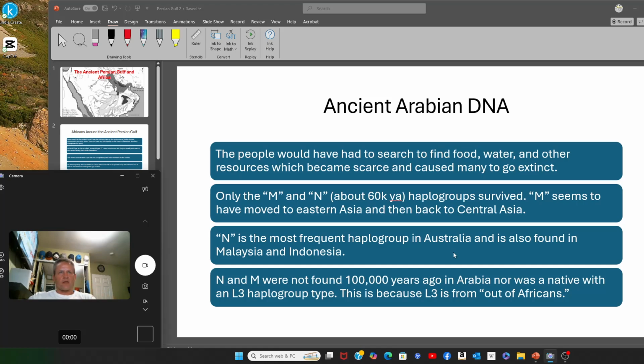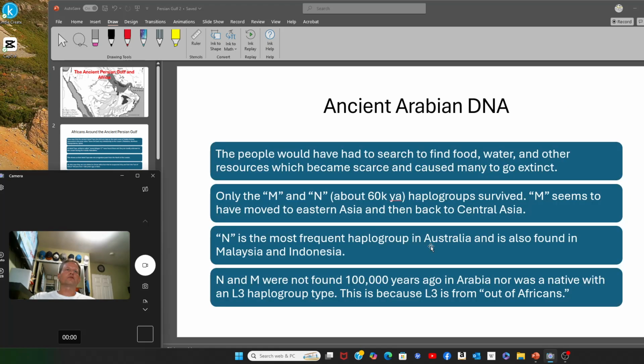So, out of Africans, well, they were L3 when they left Africa, and then they evolved to N, and those are the people that made it all the way to Australia, Malaysia, and Indonesia. And that's probably prior to 60,000 years ago. Probably a little bit earlier than that.